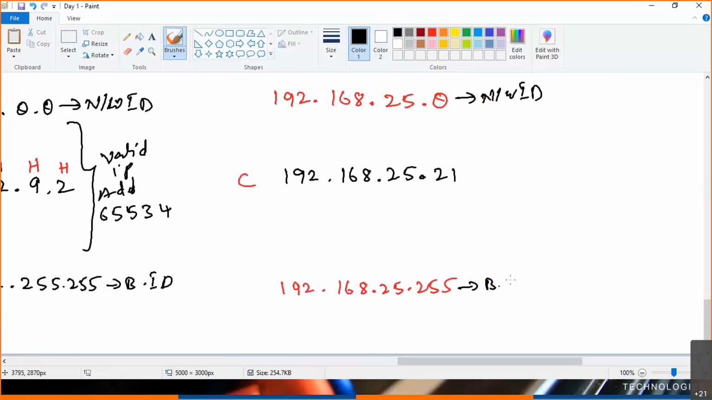Network ID and broadcast ID. So all the IP addresses in between, what we call valid IP addresses, right? How many valid IP addresses are in between? 254. Actually 256 minus 2, which is 254.